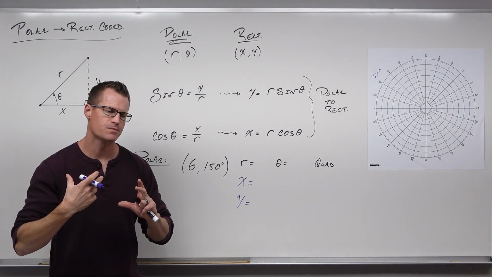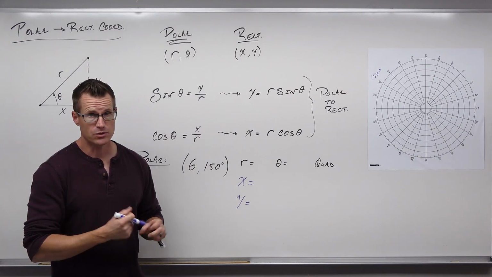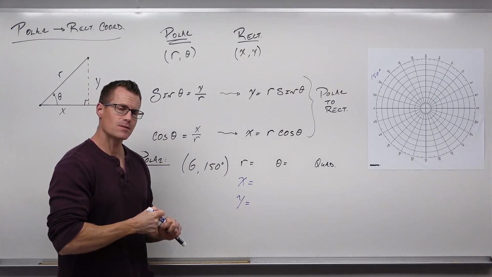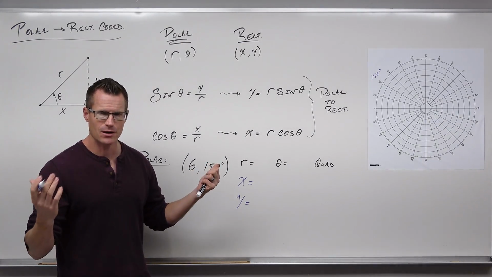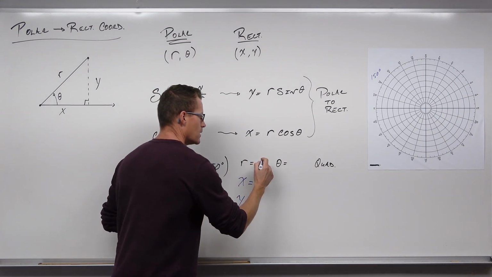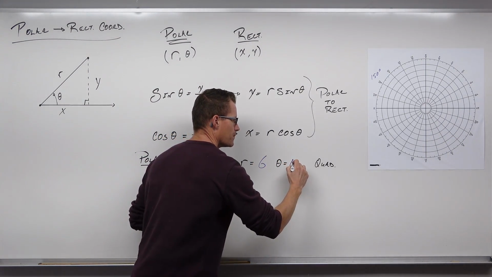That means the r comes first and the angle comes second. So let's write that out. The r has to be 6 here, and our angle is 150 degrees. I gotta throw some degrees at you eventually. So we're gonna write that down.